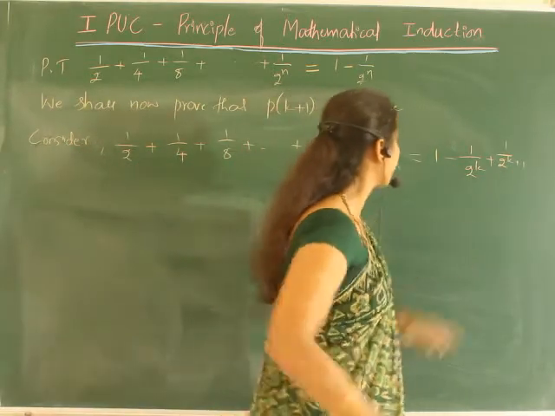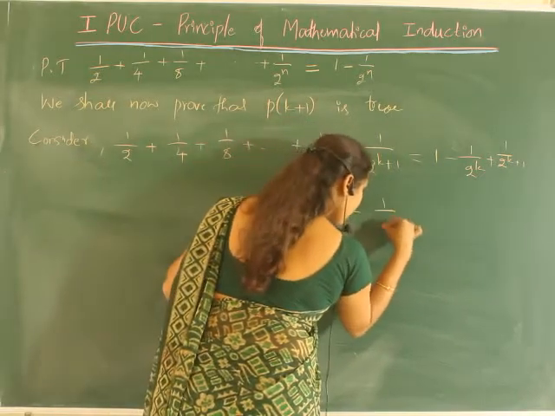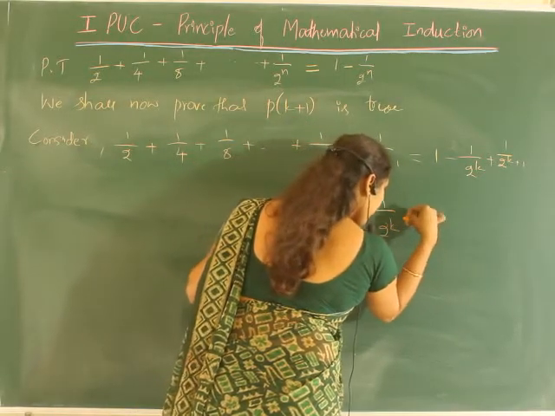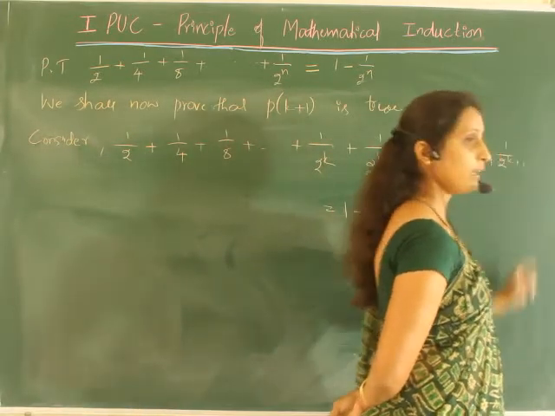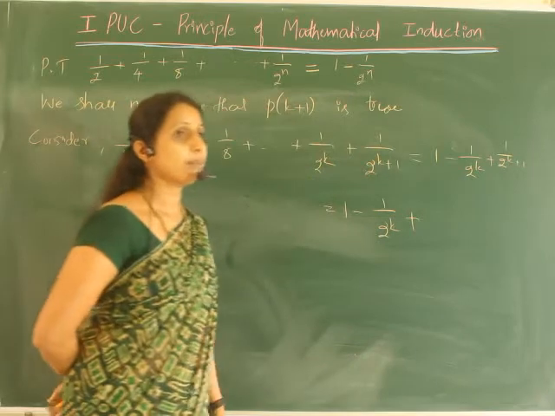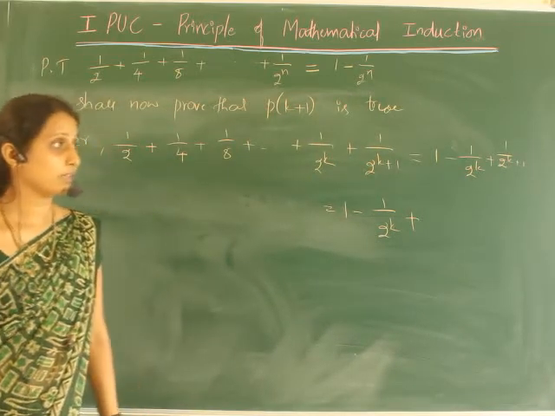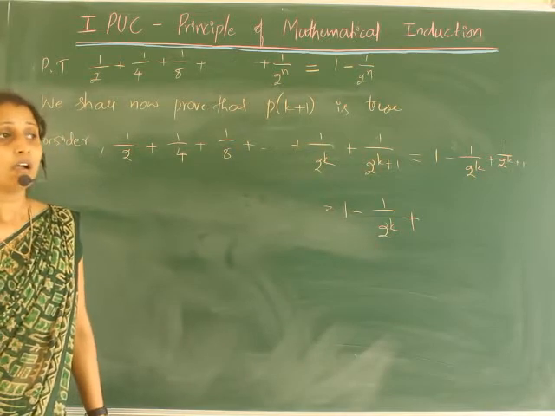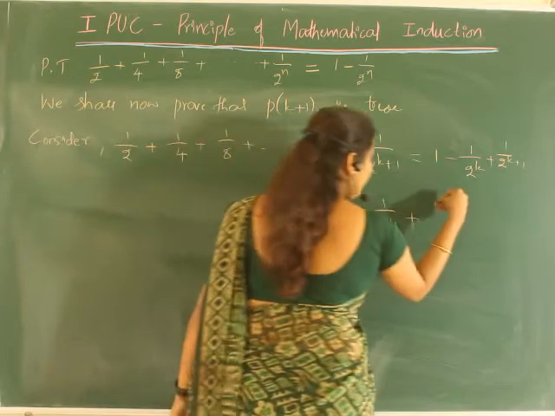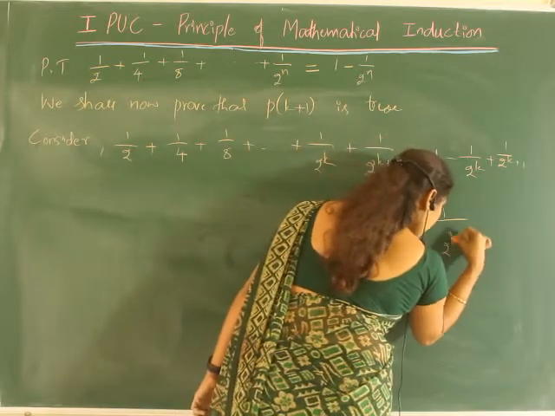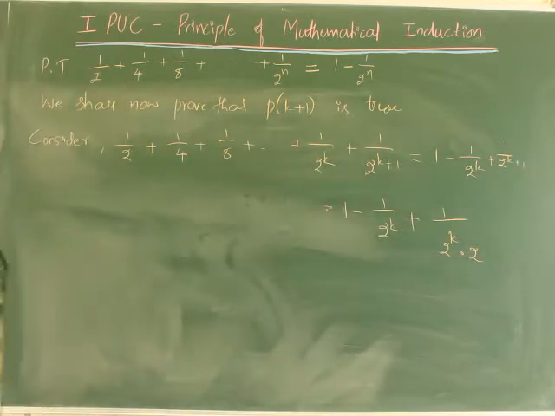Here I can write 1 minus 1 by 2 to the power k plus 1, as we know that when the bases are the same, the powers are added, correct? Therefore 1 by 2 power k plus 1 I can write as 1 by 2 power k into 2.